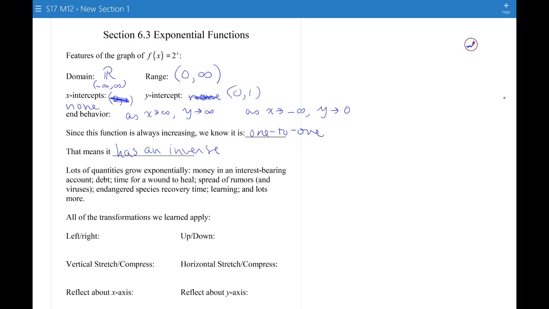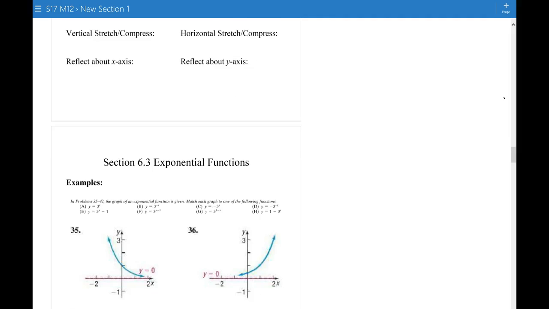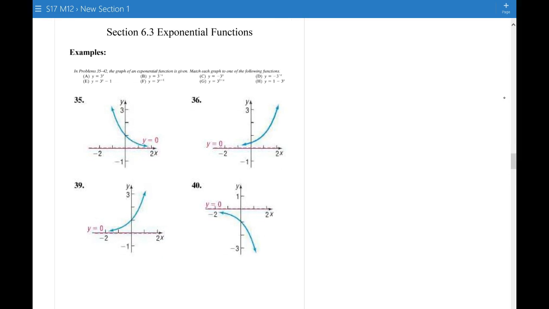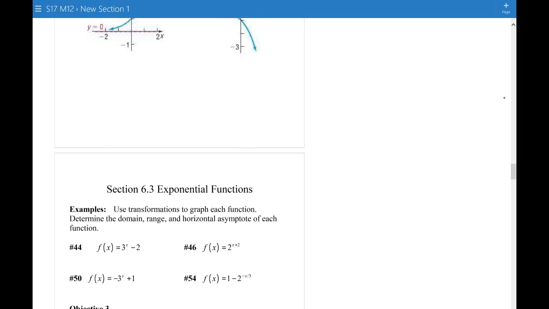the always increasing. So lots of quantities grow exponentially: money in an interest-bearing account, debt, time for a wound to heal, the spread of rumors and viruses, endangered species recovery, learning, and lots of other things. So it's a really, really useful function. All of the transformations we learned apply. So let's look at some examples, and we'll do this in class together, where we match the graphs to the equations. See if we can figure those out.